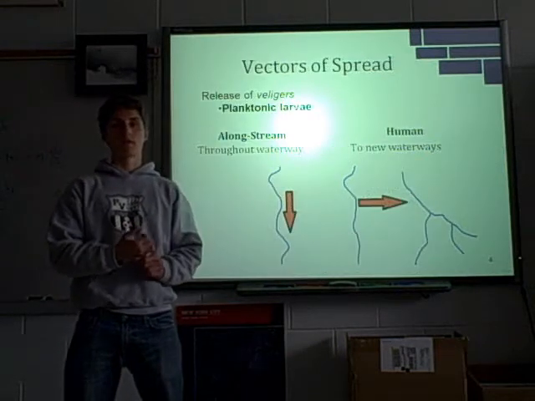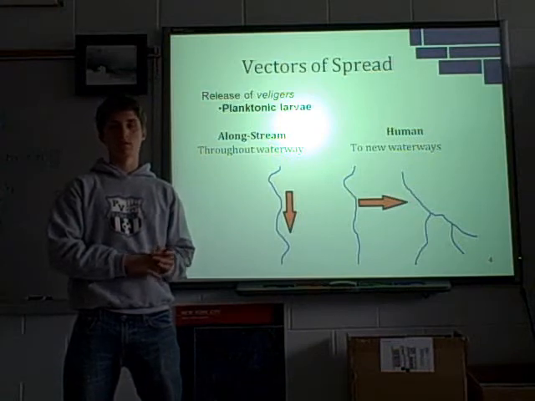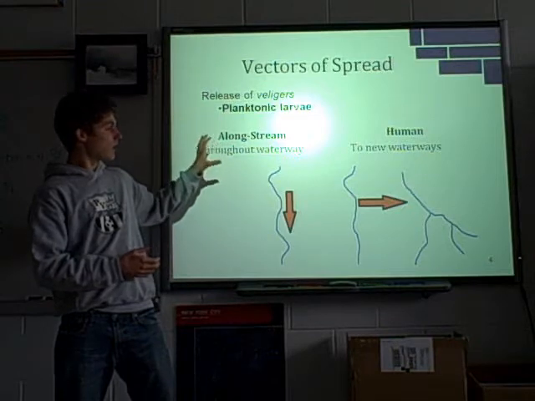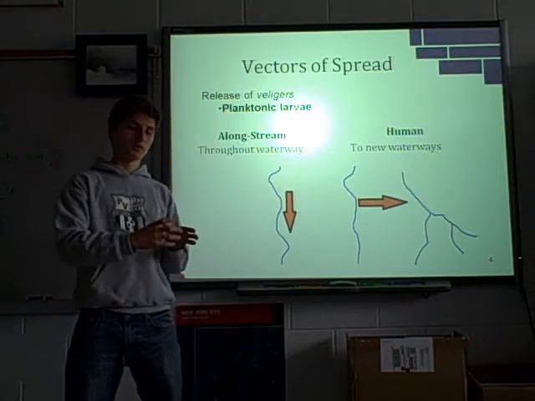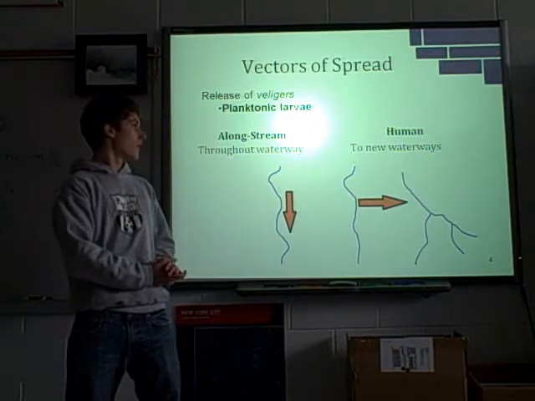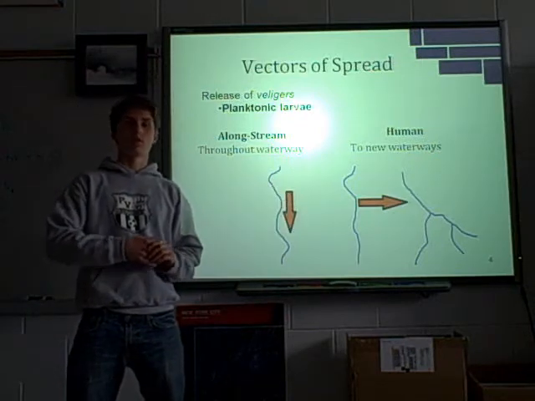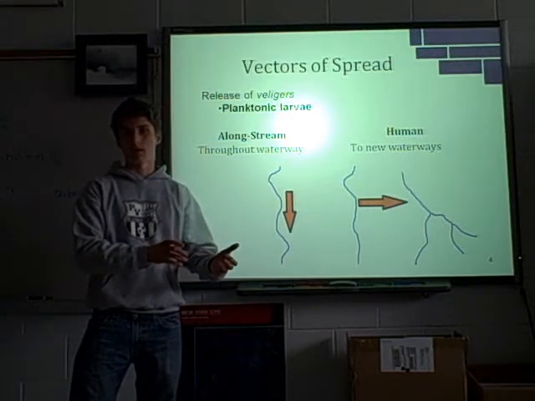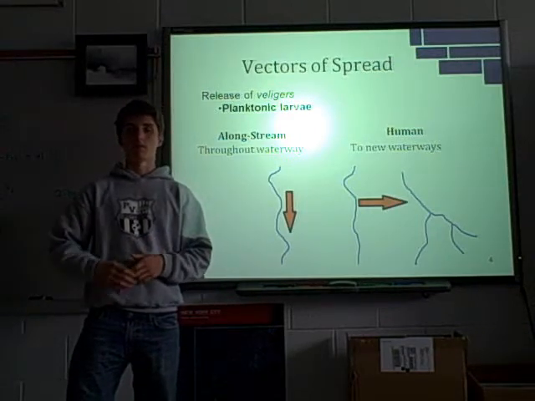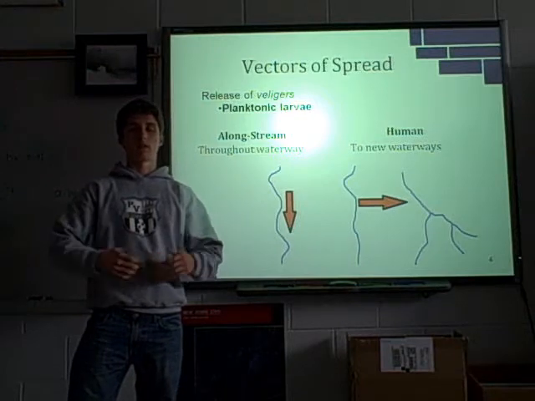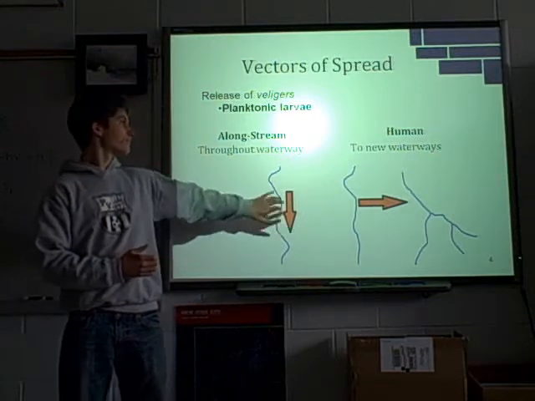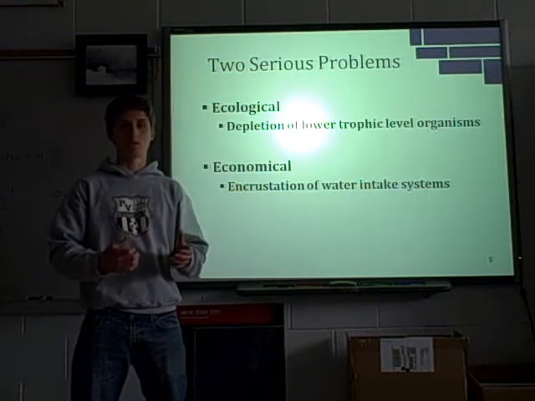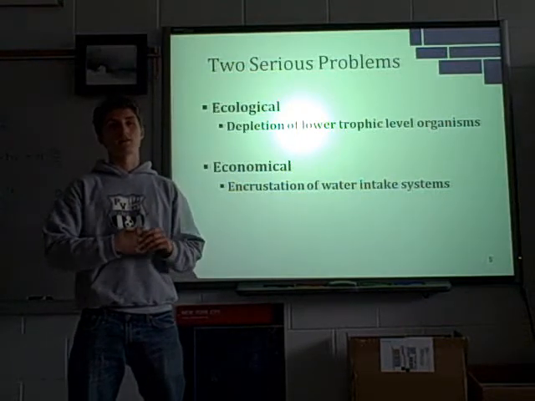They have two vectors of spread, both stemming from the release of what are called veligers. They're the planktonic larvae. There's a long stream dynamic in which these veligers are just swept downstream in the current. And there's also the human vector, in which say an RV or a boat is trailered from a colonized body of water to another body of water that was not previously susceptible, thereby exposing that body of water to an invasion.